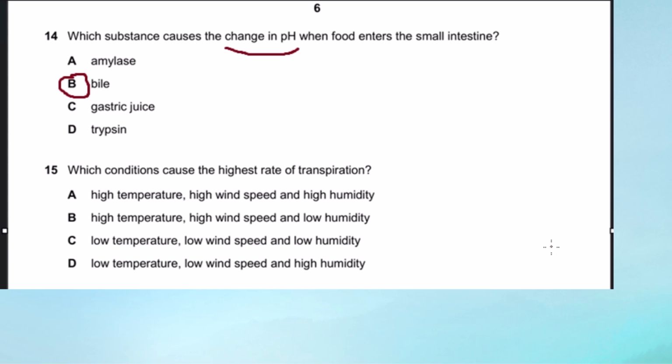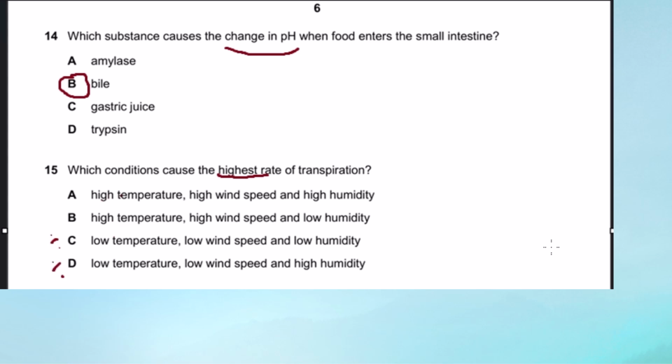Okay, the next one here is one of those where it's a good idea to look at which one it can't be. We ask which condition causes the highest rate of transpiration. So A and B have high temperature. It can be both of them. C and D both have low temperature, and we know it's not one of those.